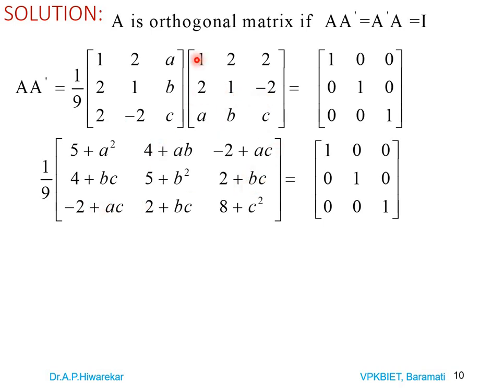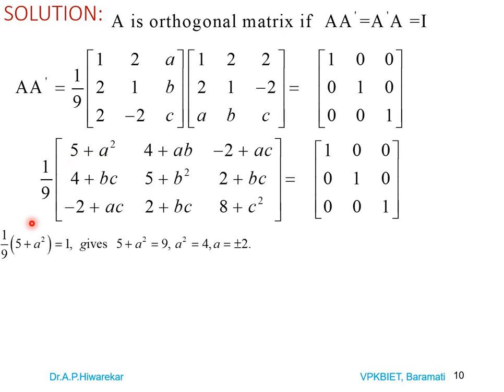So third row, first column is 2 - 4, means -2 + ac. Then third row, second column, 4 - 2 is 2 + bc. And the last row, last column is 4 + 4, 8 + c squared. That equals 1 0 0, 0 1 0, 0 0 1.